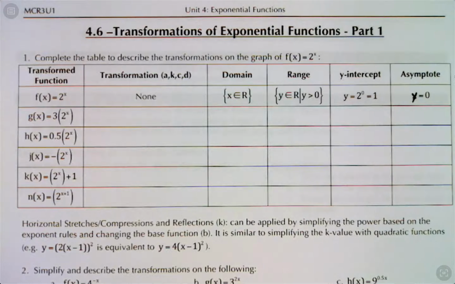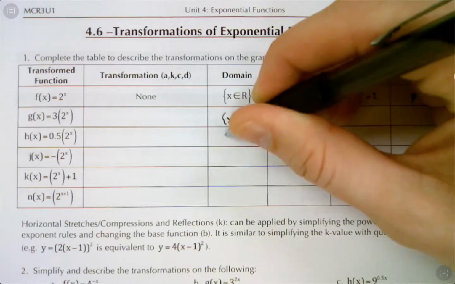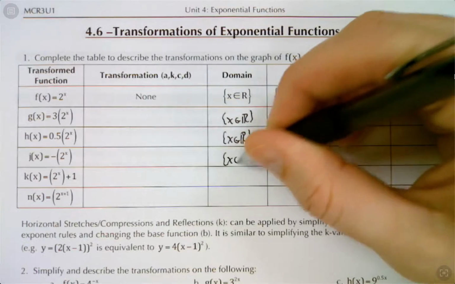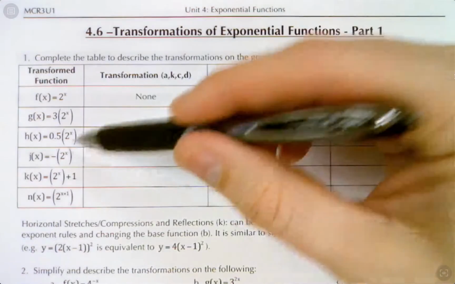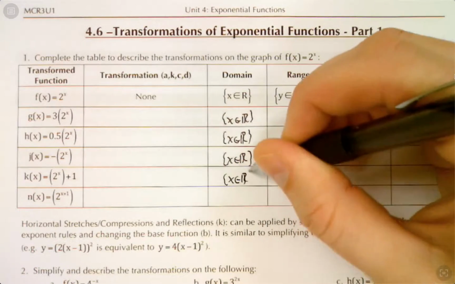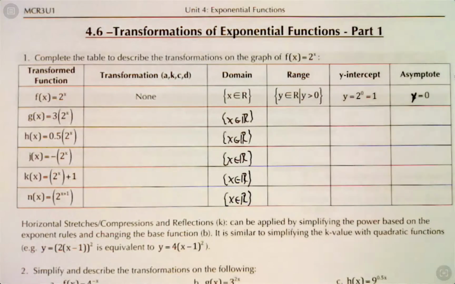And in fact, every transformation we're going to do to all of these graphs from here to here, none of them are actually going to change the domain, which is kind of nice. The domain will always be x belongs to real. So we can begin by filling that out, because no matter what exponential equation we have with a base of 2, we can put any x value into the function and get a y value. So there's no restriction on the domain no matter how we transform the graph.